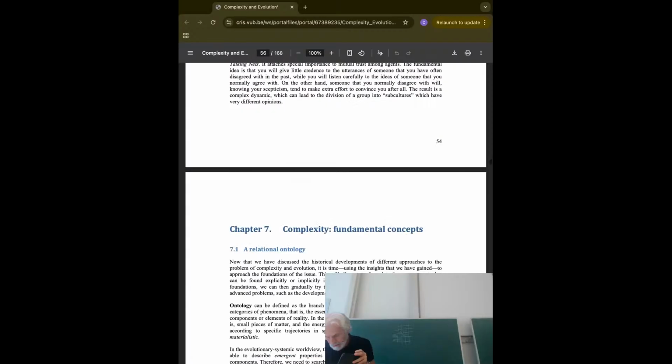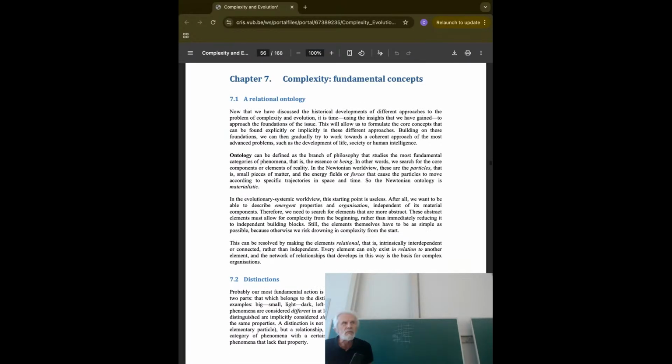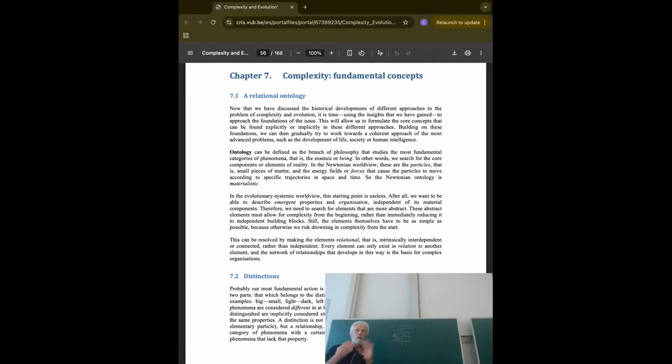So that was a chapter on complex adaptive systems, which means that now I have covered all the chapters where we kind of historically went to the different movements in science that brought up some of these elements of this paradigm of the evolutionary systemic worldview. So in the next chapters, I will try to make a synthesis of that, looking at the most fundamental concepts and the most fundamental principles to try to show how this complexity evolves.